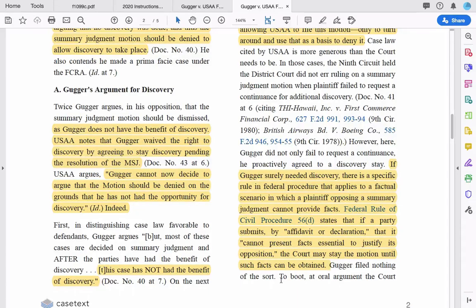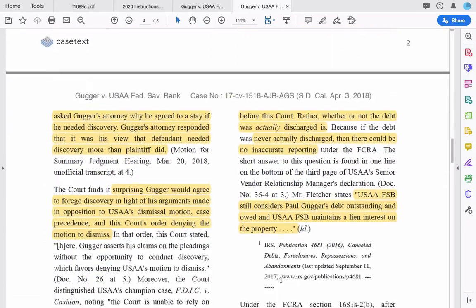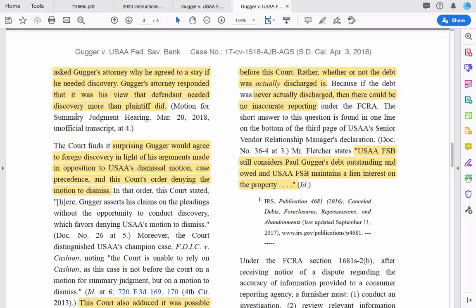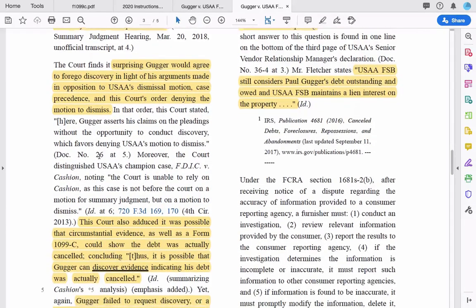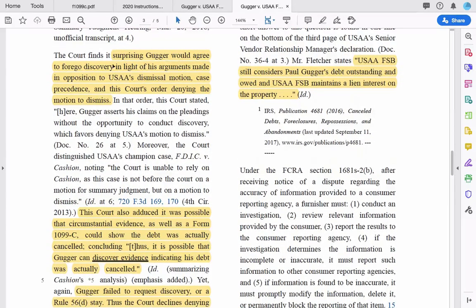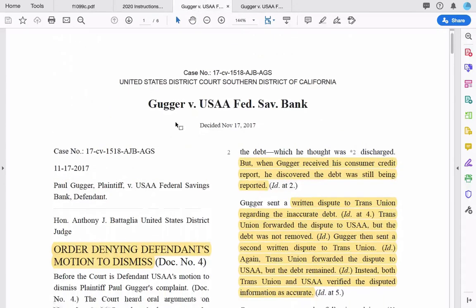Unfortunately, the plaintiff filed nothing of the sort. The judge said at summary judgment, why did you agree to a stay if you need discovery? Attorney responded, it is his view defendant needed discovery more than the plaintiff did. And the court says, I was really surprised that you agreed to skip discovery because go back to your dismissal or the dismissal motion. And remember, that's a 2017 case.